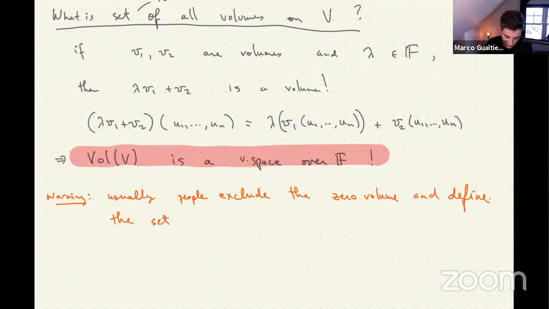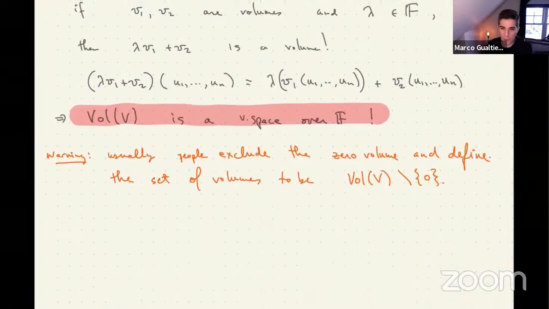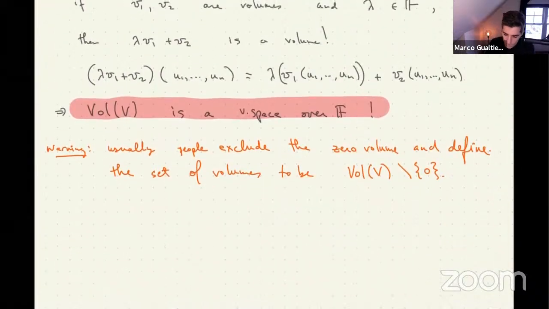Define the set of volumes to be this vol of V, remove the zero vector. Okay, so I just want to make a distinction between the zero volume and a non-zero volume, just because that is a vector space, and so there is this trivial element which would tell you that the volume of everything is zero, and that's not very good as an actual practical volume. Okay.